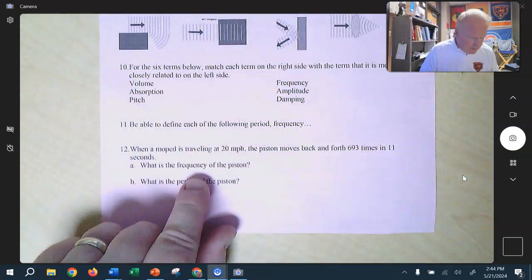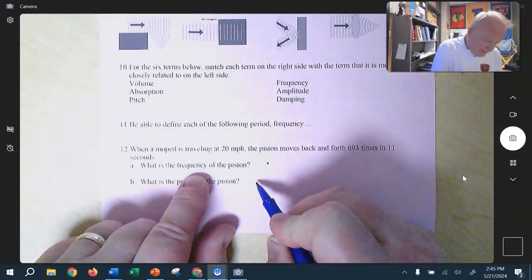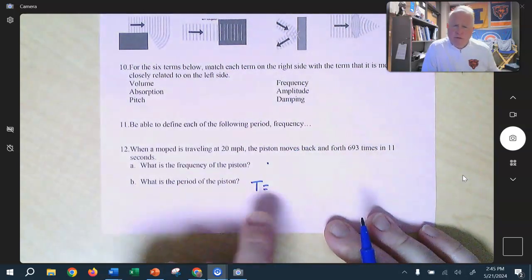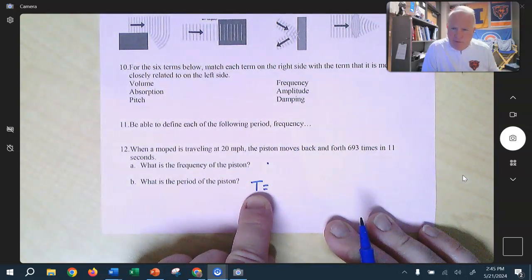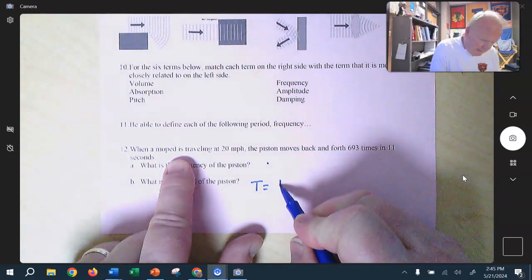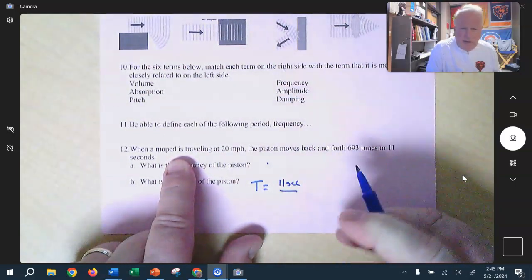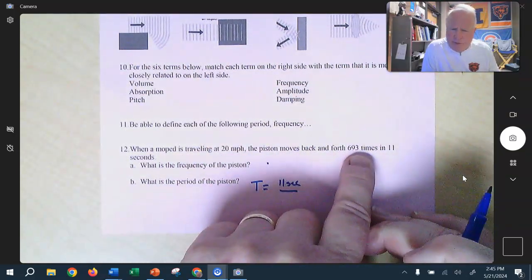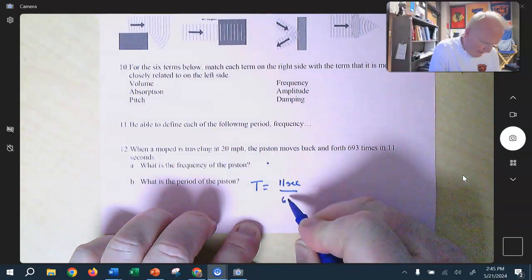Well, you're going to remember, again, period is a time. Since the capital T means period, period is a time. So we take the time in the problem, 11 seconds, and we divide it by the number of waves in that time, 693.